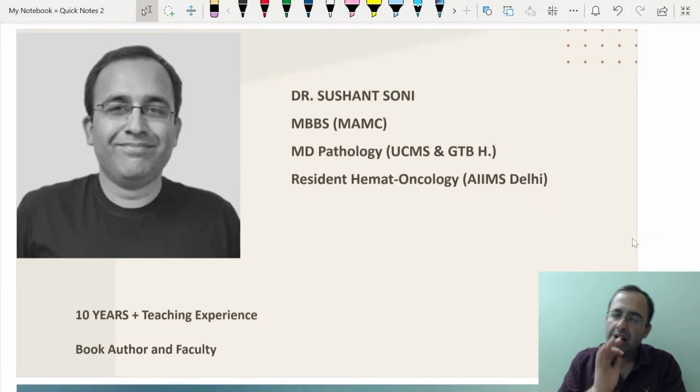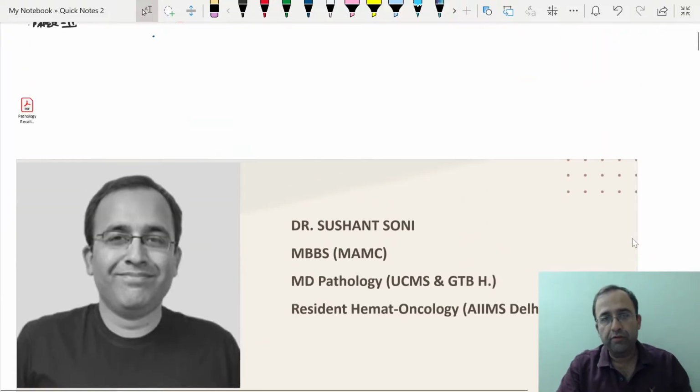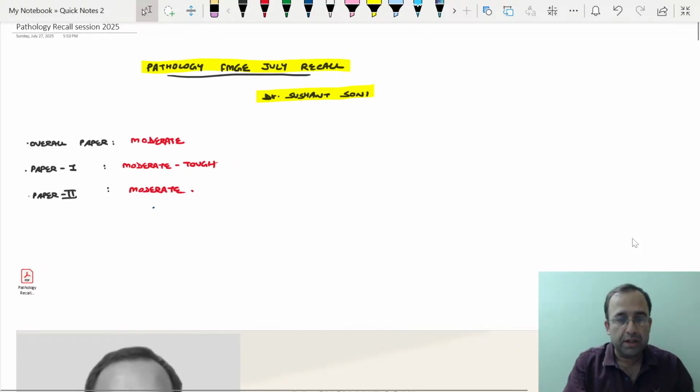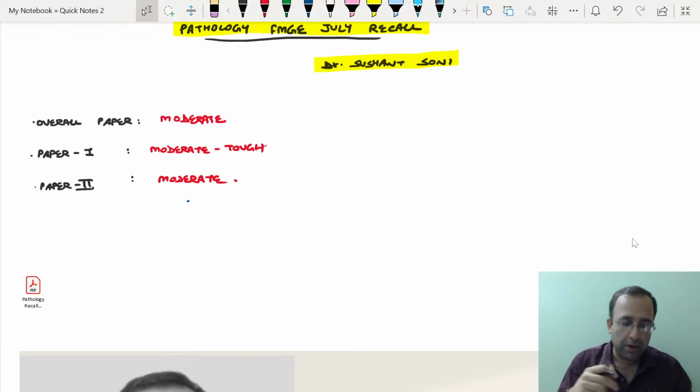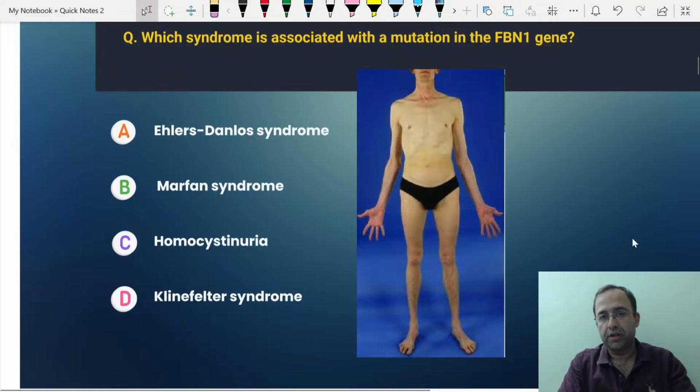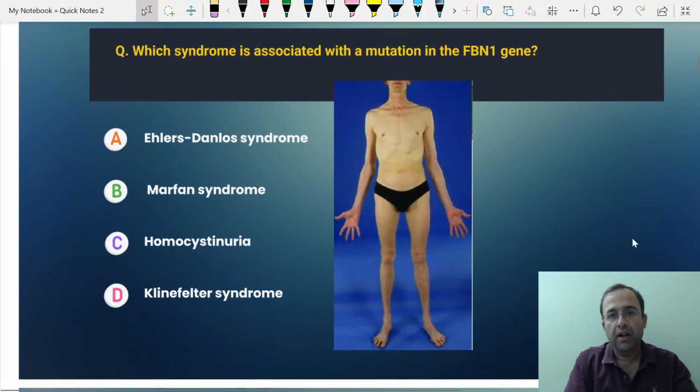As usual, as it always happens in pathology, in this paper also we have gotten approximately 20 to 22 questions of pathology. I have about 17-18 of them with me. Now, before we even start with the pathology recall, overall the paper was on the moderate side, in the sense that the number of longer questions, number of 3 to 4 liners were slightly more in this paper, making it slightly tricky. So let us start with our pathology questions.